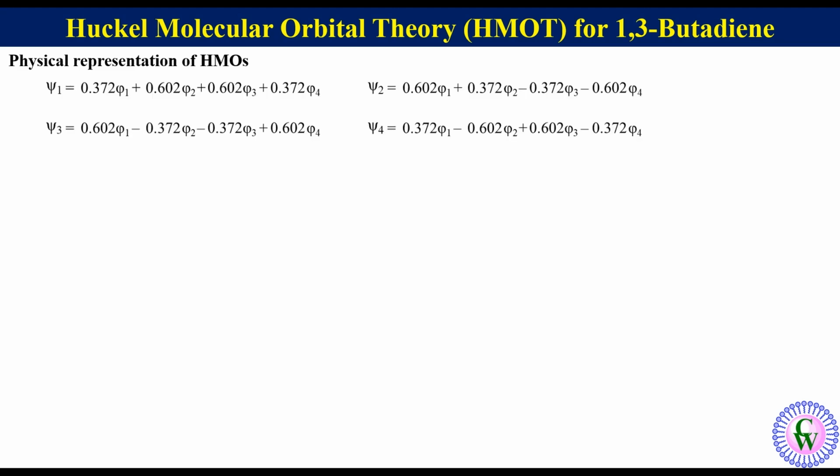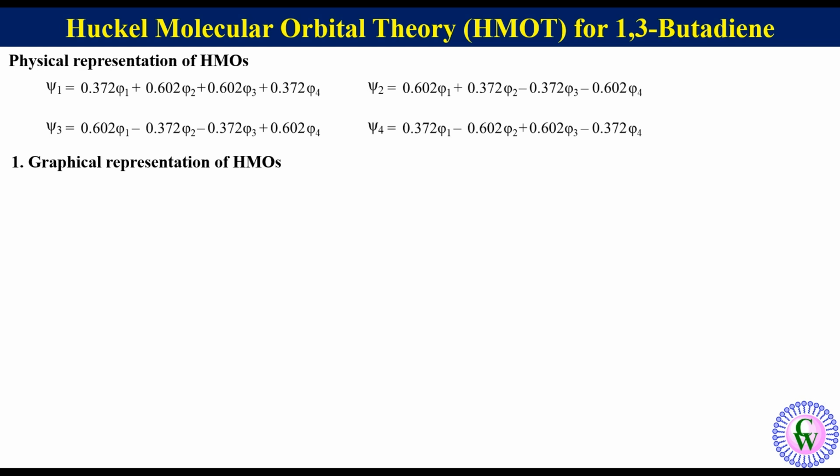Physical representation of Huckel molecular orbital functions. Let's rewrite the wave functions psi 1, psi 2, psi 3 and psi 4 for the four Huckel molecular orbitals of 1,3-butadiene system. There are two methods for their physical representation, graphical and three-dimensional. Let's first discuss graphical representation.